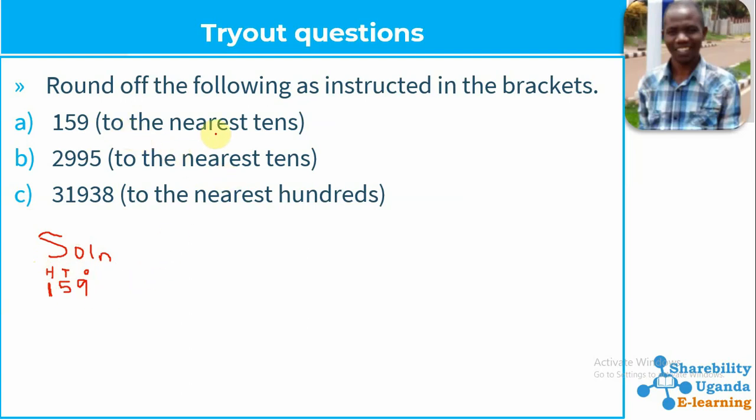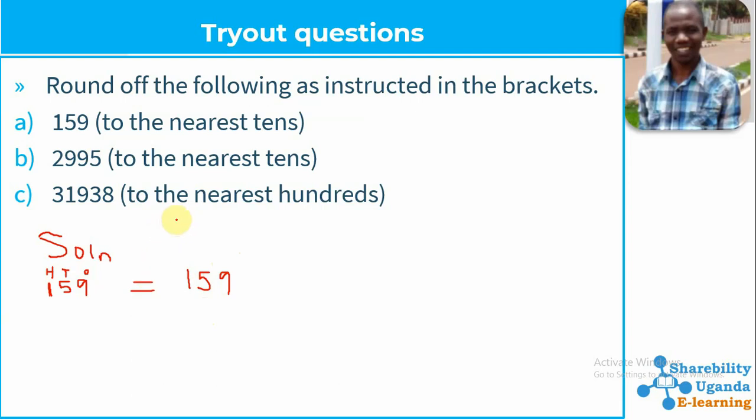They say to the nearest 10. So we are going to consider the number which is in tens. So how are we going to round off this number? We are going to say 159. Then you see we talked about rounding down and rounding up. You look at these numbers which are given.